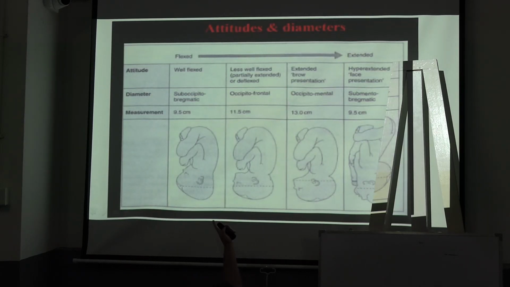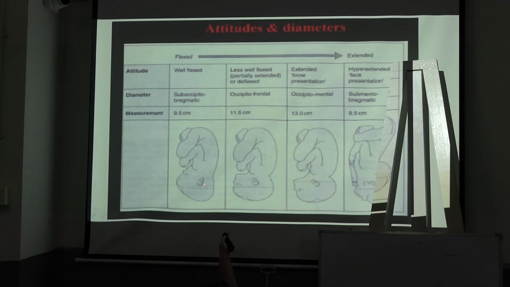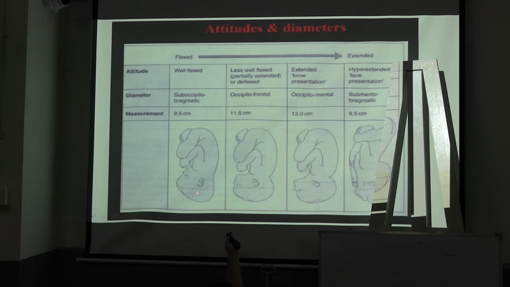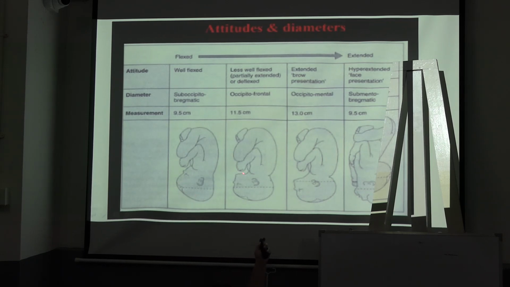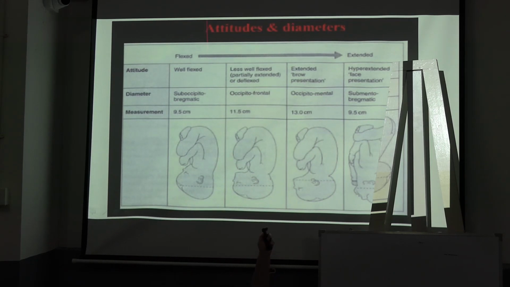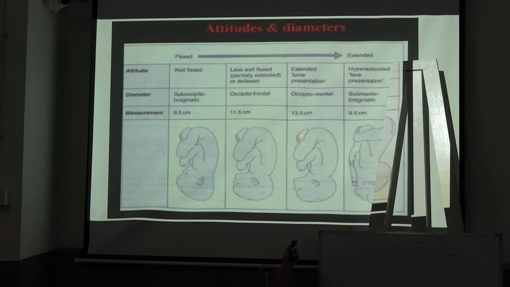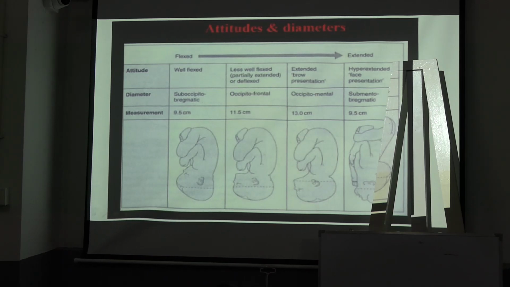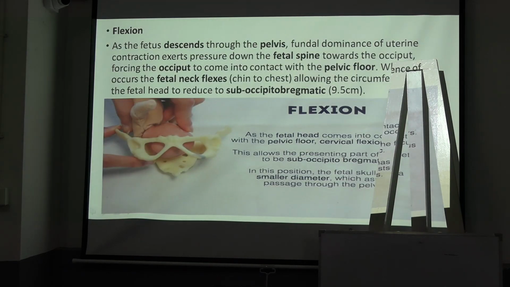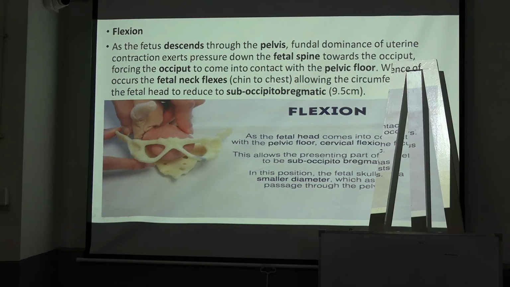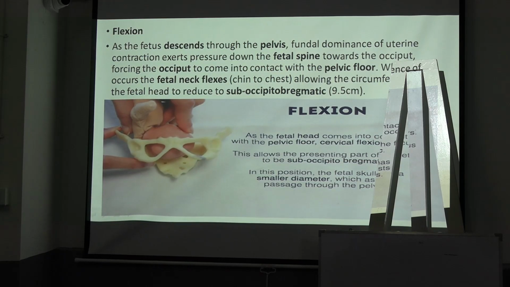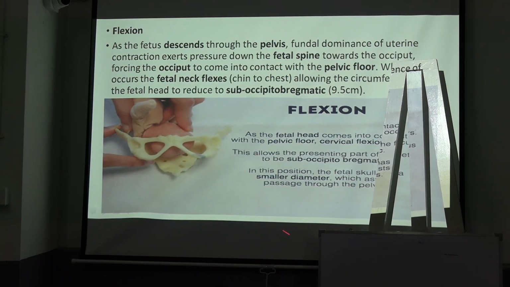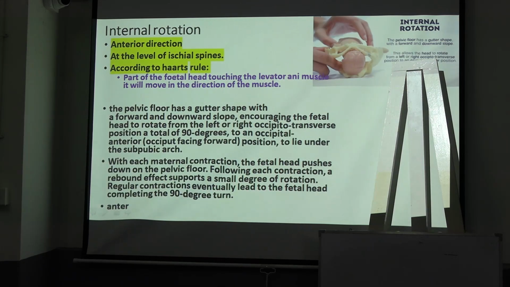And the flexion, see, in case of a well flexed attitude, the suboccipito-bregmatic diameter is engaging, that is 9.5. But once the head starts deflexing, what happens? See, the diameters are slowly increasing. So once you start deflexing the head, it is very difficult to get the fetal head engaged. This flexion attitude helps the head to engage easily.